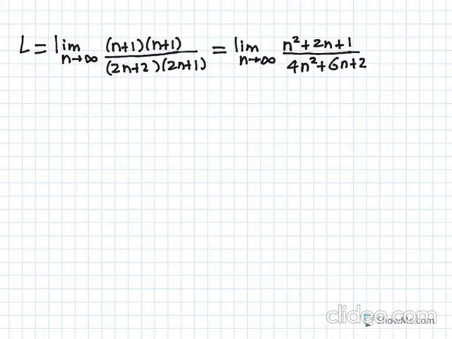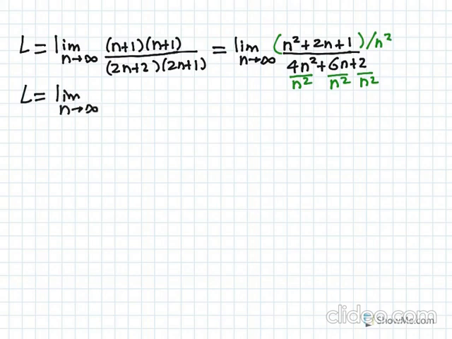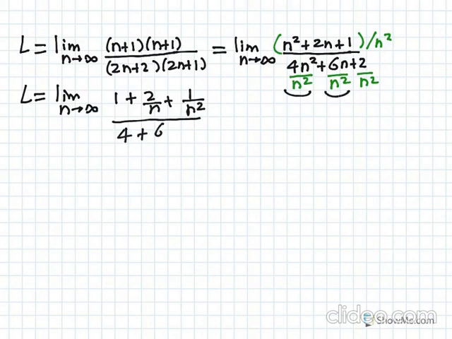And taking the limit as n approaches infinity, we divide by the highest power in the denominator. So divide by n squared, divide by n squared, divide by n squared, and divide all of the numerator by n squared. And we get L is equal to the limit as n approaches infinity. n squared divided by n squared is 1, plus 2n divided by n squared is 2 over n, plus 1 over n squared, divided by 4n squared divided by n squared gives us 4. 6n divided by n squared gives us 6 over n, plus 2 over n squared.